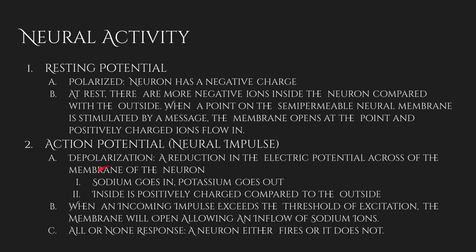An action potential happens when a neuron sends information down an axon. If a stimulus is above a certain threshold, a nerve will fire, which is called the all or none response. This explosion of electrical activity creates a reduction in the electric potential across the membrane of the neuron, also known as depolarization. Action potentials are caused when different ions cross the neuron's membrane.